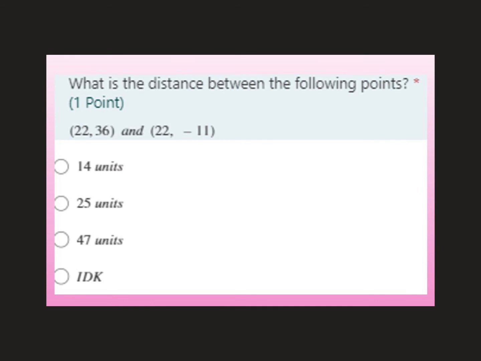Number 20 was a tricky one. It was finding the distance of 2 points, but they had no graph. So first thing you have to do when they don't give you the graph is figure out if they're in the same quadrant or different quadrant. So the way we do that is look for positive numbers or negative numbers. We have a positive 22, a positive 36, and then our second point, we have a positive 22 and a negative 11. So a positive positive and a positive negative. Those do not match, so we're in different quadrants.